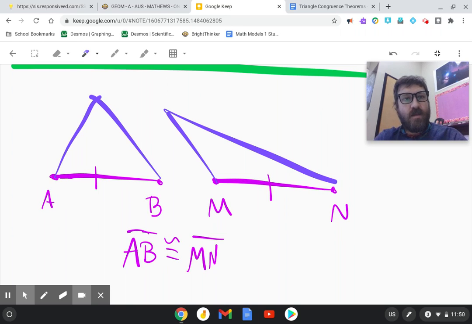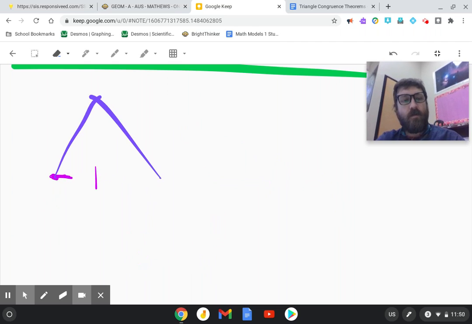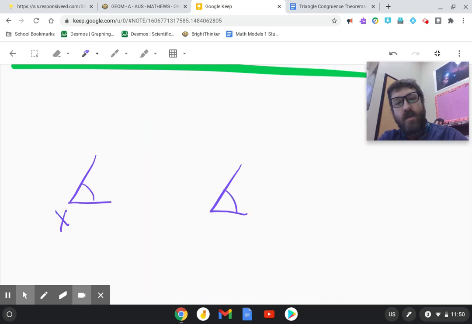So let's look at the other side of that, and let's look at angles. I'm going to do a lot of erasing here because I'm doing an explanation, and then we'll summarize at the end. So again, let's say I know that this angle and this angle on two triangles are congruent. Now I don't know how long these sides are. I just know that angle X and angle N are the same. I know that they're congruent. So we know that angle X is congruent to angle N.